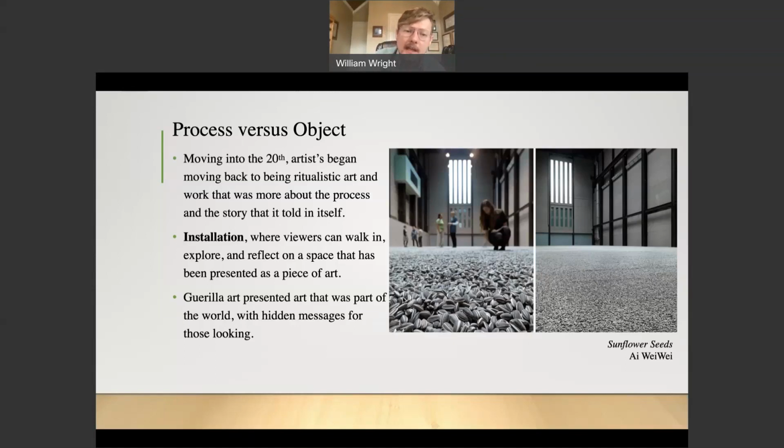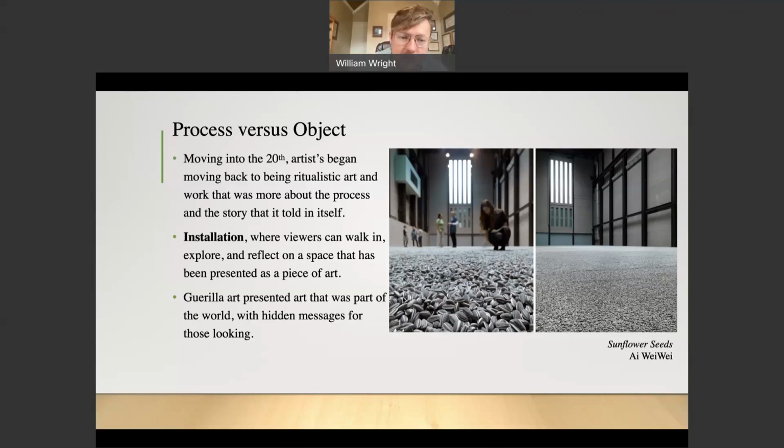So we get into some things that are interesting, like performance art. We get into installation. Installation is this idea of creating an artwork that viewers can be a part of and move into. They get into the space and reflect on it. They get to be present as a part of the piece of art. All right, that's an installation. And that's a process in and of itself that as the viewer you get to take part in.